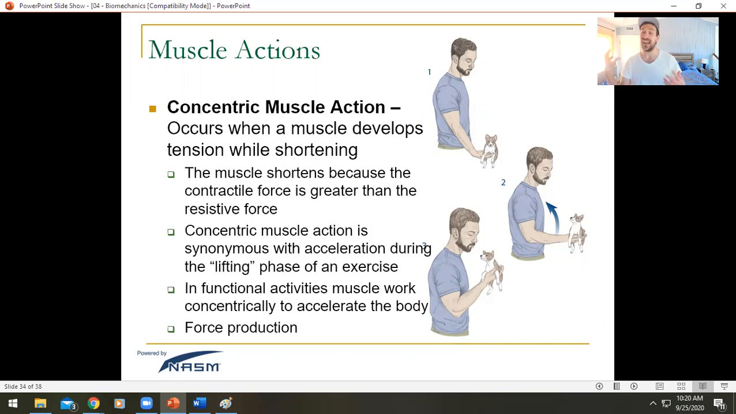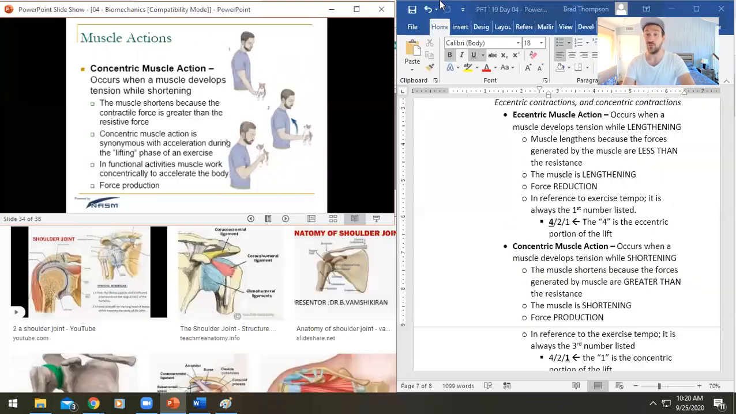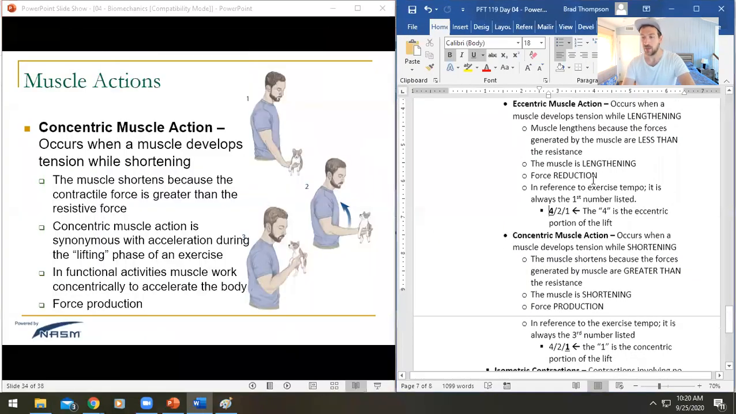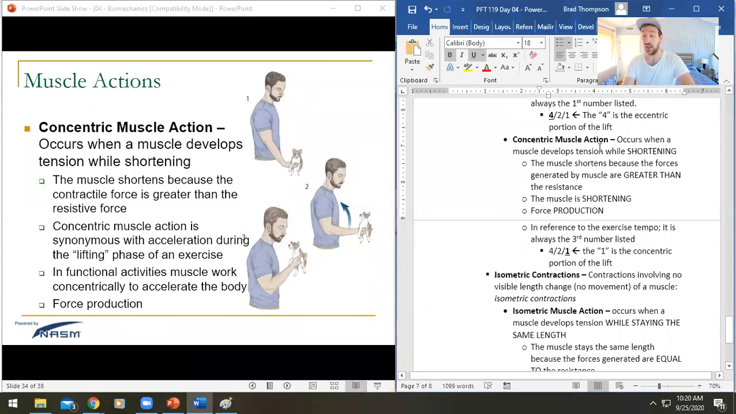You can think of this as accelerating. It's a force acceleration situation. He's like, I want to accelerate that puppy towards my face. You can also think of this as force production, right? So again, concentric actions occur when a muscle develops tension while it's shortening. The muscle shortens because the amount of force that it's generating is greater than the resistive force, right? So you can think of that as force production. You are producing force. In our numbers, it's the third number that's listed.